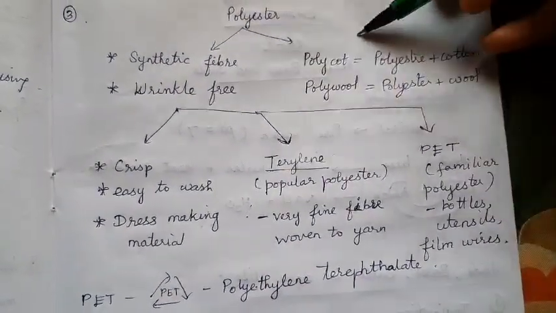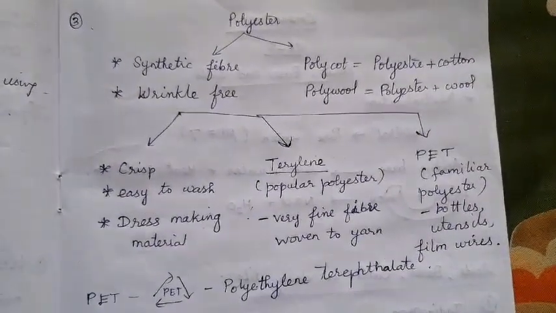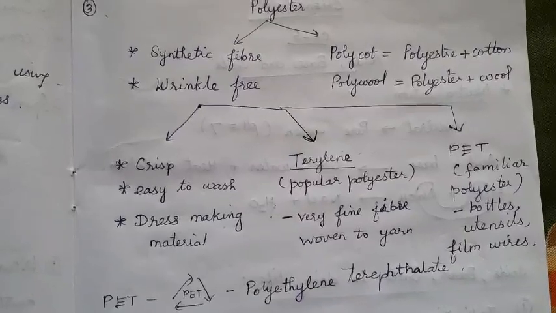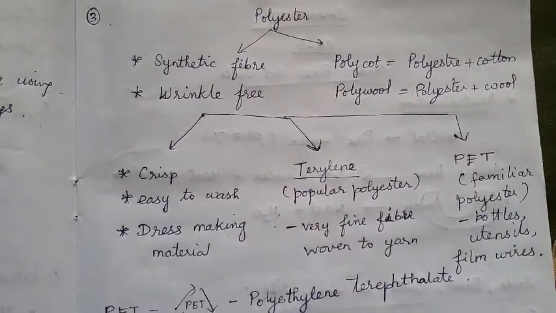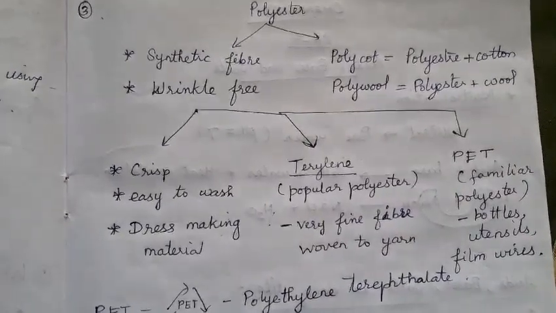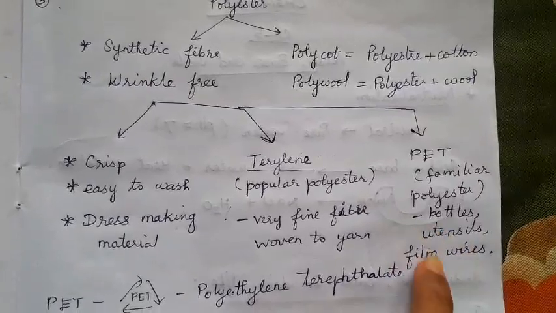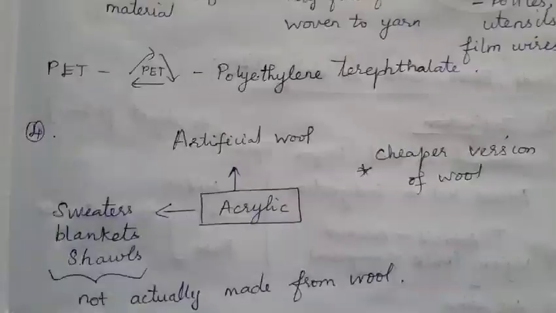This polyester is a polymer. Do you agree with me? Yes, nylon is a polymer. Rayon is a polymer. Yes or no, my dear children? Yes, obviously, because all the synthetic fibers are polymers. So PET, where am I finding this symbol? In bottles and utensils and even in film wires.